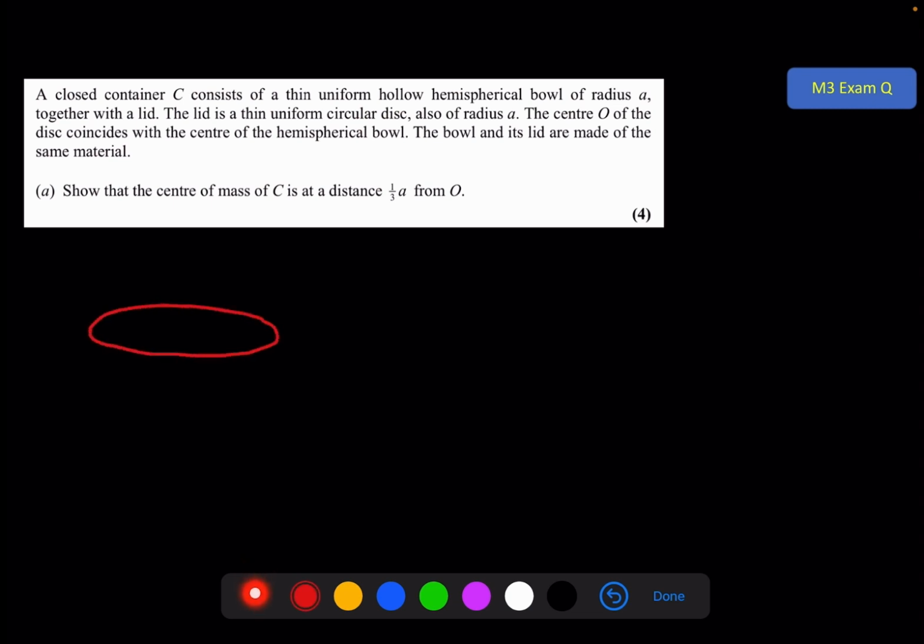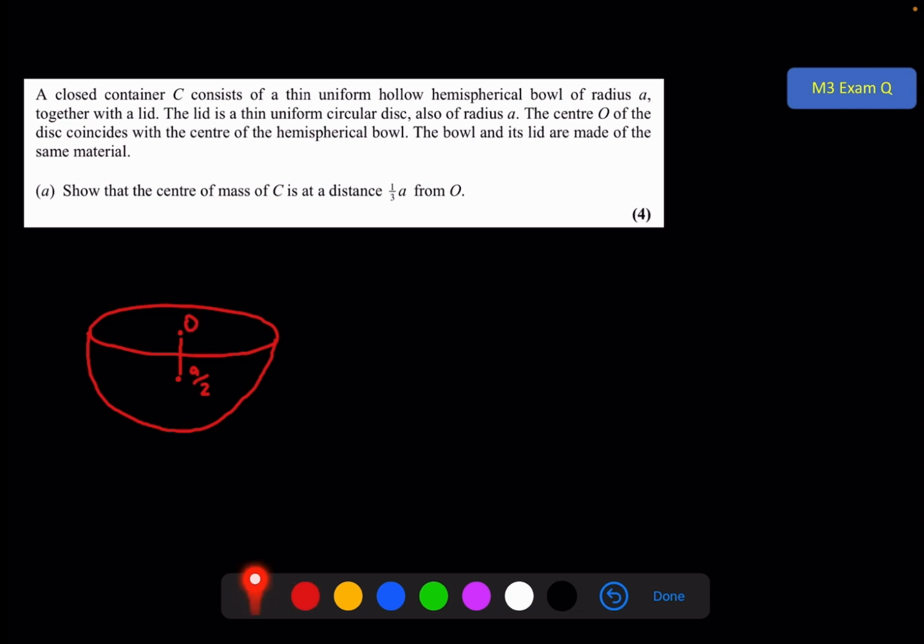So here is our hemisphere. It's a hollow shell, and we know the center of mass of a hollow hemispherical shell is 1/2 of the radius. The radius is a, so the center of mass of this is at 1/2 a from here. On top of this hollow shell is a circular disc as a lid, and obviously the center of mass of that is at the center point. And we're trying to show that the center of mass of C, the entire container, is at a distance a/3 from O. So here we've got O, the center of the disc.